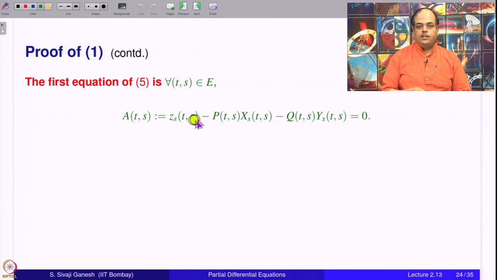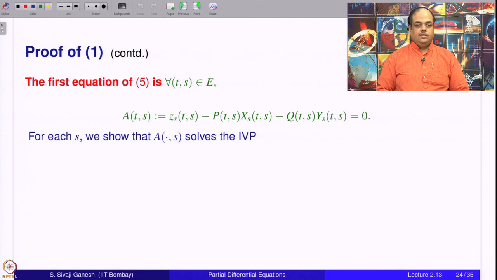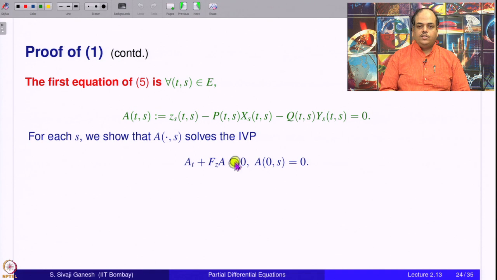So, we want to show that this thing is equal to 0, let us call it A(t,s). We want to show that A(t,s) is 0 for every (t,s) in E. How are we going to show this? Because this features derivatives with respect to s, that may be the difficulty. For each s we show, as a function of t, it solves an initial value problem A_t plus f_z A equal to 0, A(0,s) equal to 0. Okay, we will show that it solves this initial value problem.